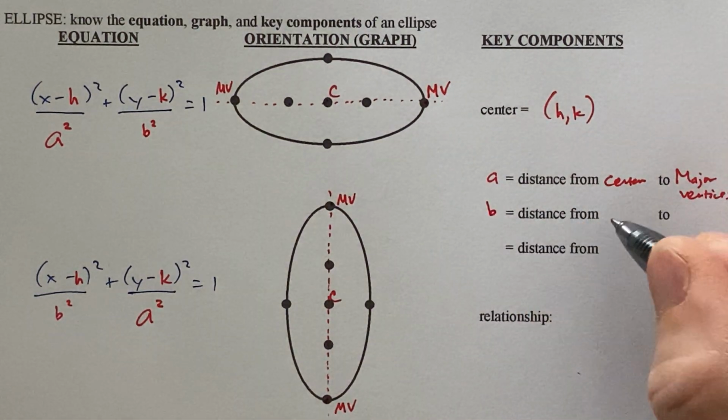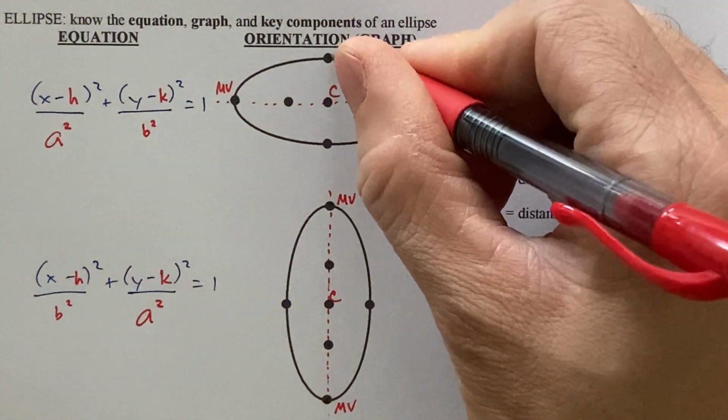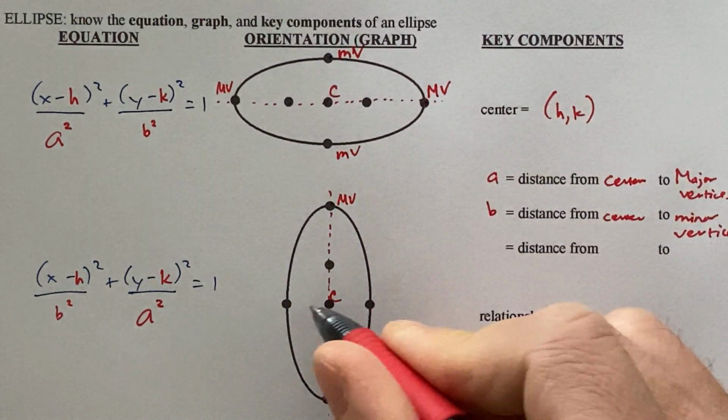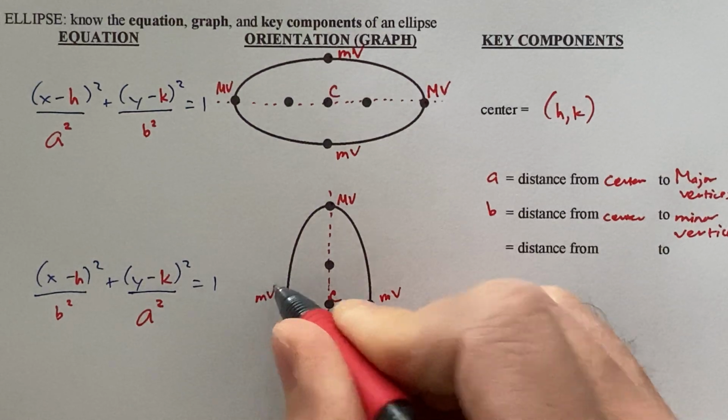b is the distance from the center to what I call the minor vertex. I think the book uses co-vertices, okay? I'm just going to call this the minor vertex, so lowercase mv. In this situation, the minor vertices are left and right of the center.